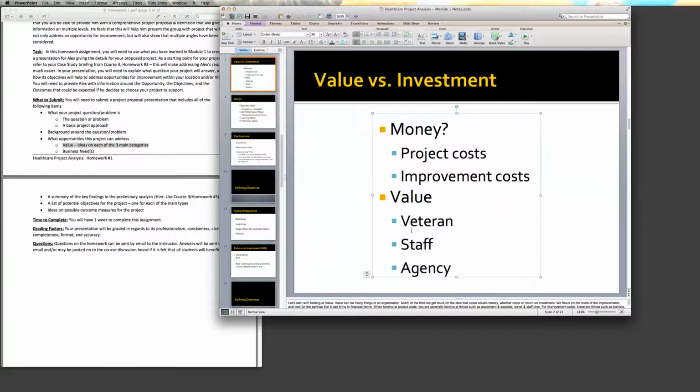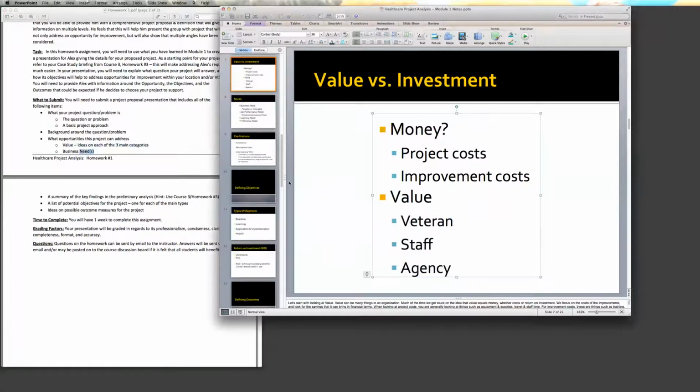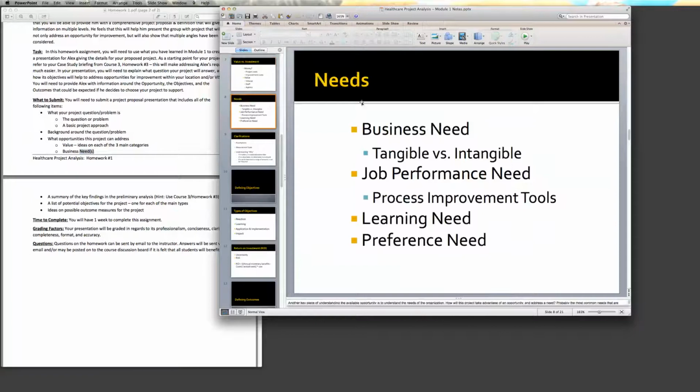The second thing we need to talk about, in terms of opportunities, is we need to look at the needs. If you go down to the next page, page 8 in your lecture notes, we talk about needs next. So we've got value. We also need to know how we are addressing those needs, the business needs. We've got tangible needs, things we can count, things we can touch, versus intangible.